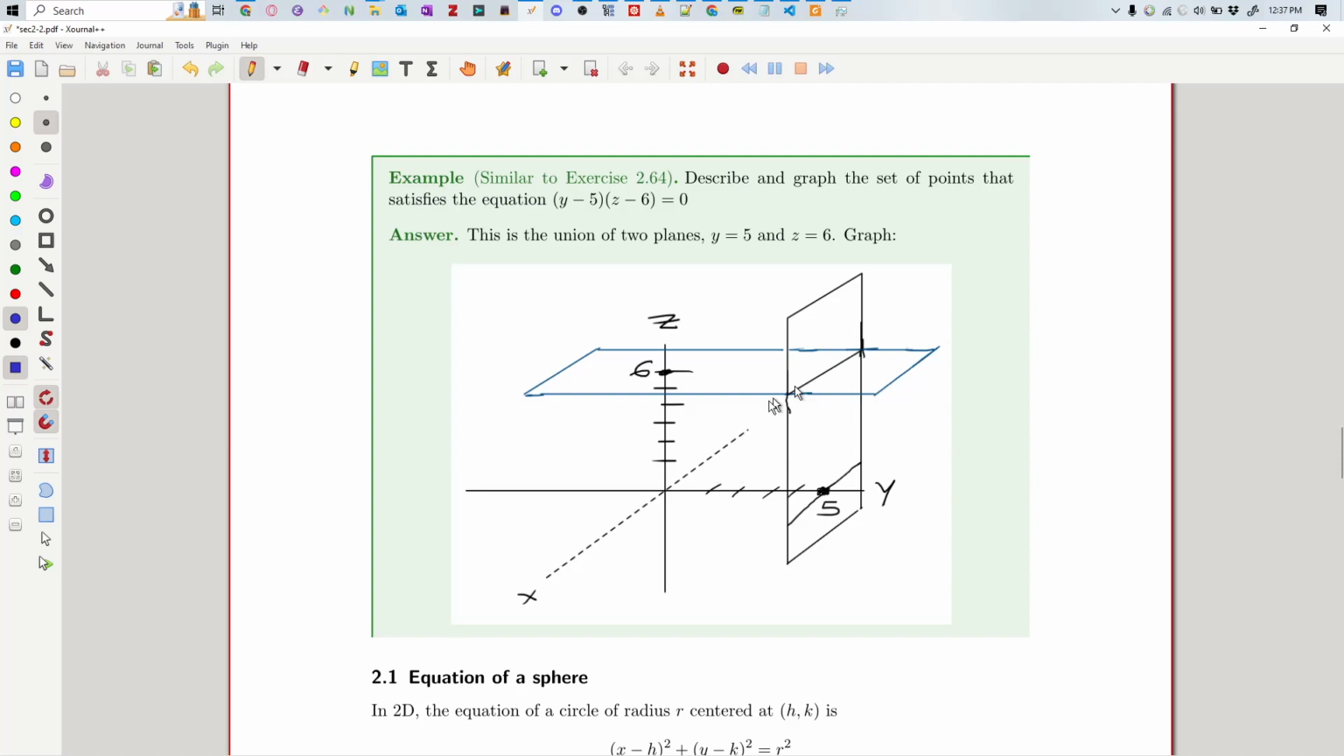And to make it look a little bit better, I blackened the point that these planes are supposed to possess. So the plane in blue is supposed to contain the point 0, 0, 6. It's supposed to intersect the z-axis at 6. And the plane in black is supposed to intersect the y-axis at 5. So just emphasize those, and the picture looks fairly decent.